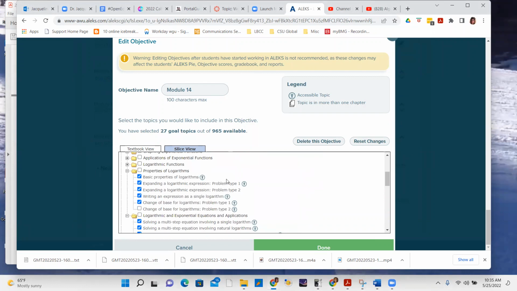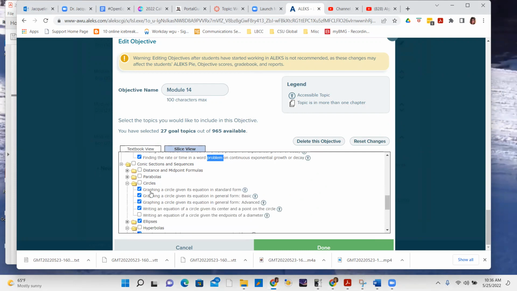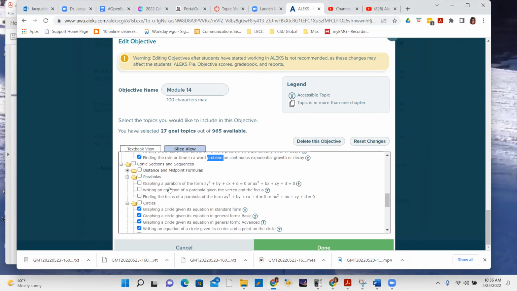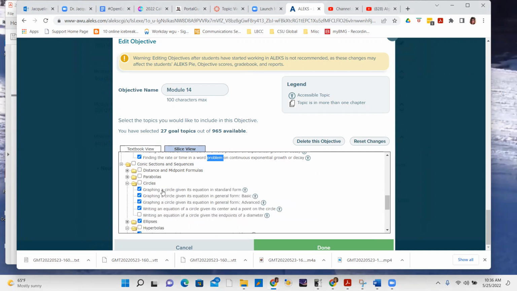So that's all we got on logs and exponentials. Next up, we're talking about conic sections. Just want to make sure we've already graphed some parabolas. Okay.